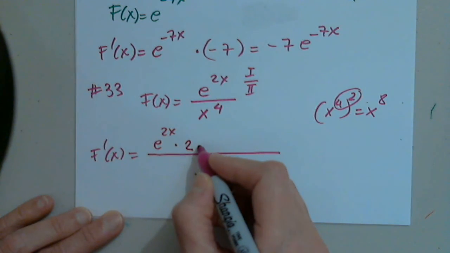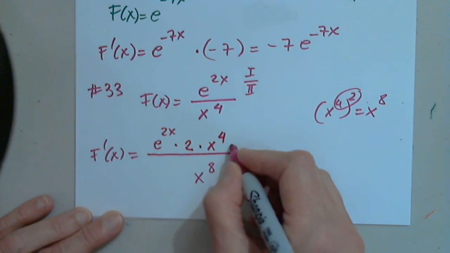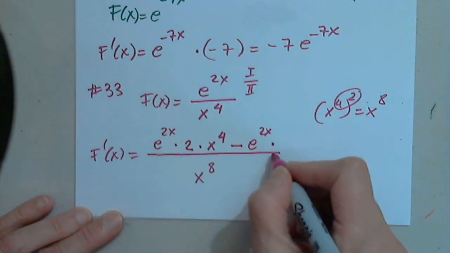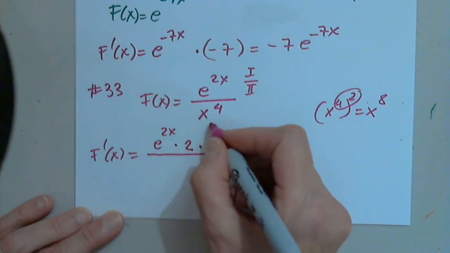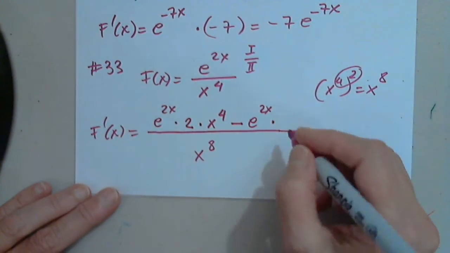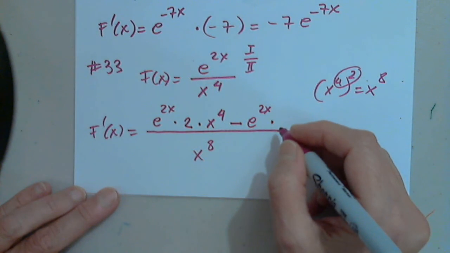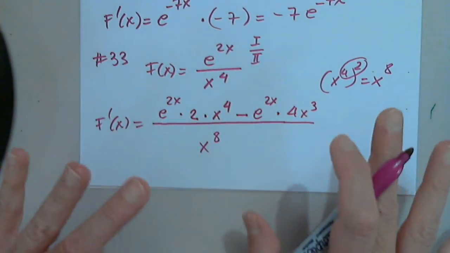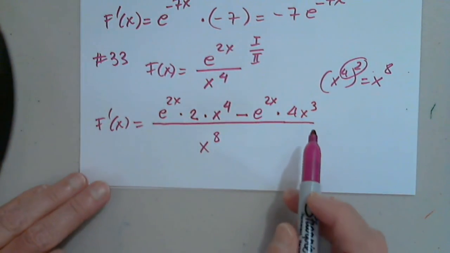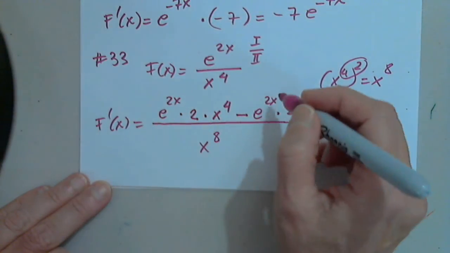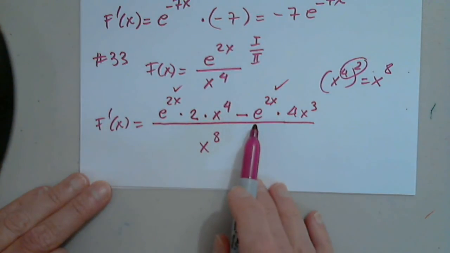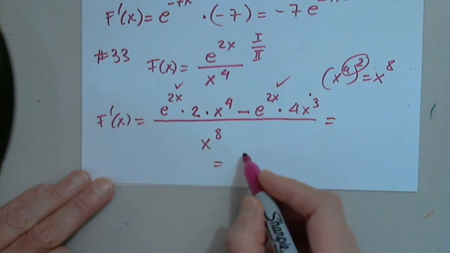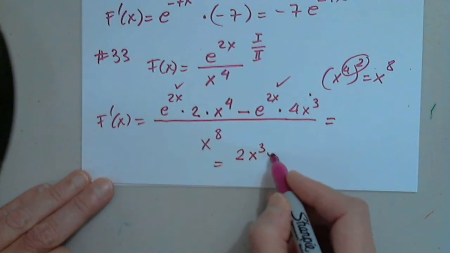2. Excellent. Times the denominator, minus the numerator times the denominator prime. What do I get when I differentiate the denominator? 4x to the third. Careful, do not try to simplify in here. Please remember you have to factor first. So I will factor e to 2x, and I will factor x to the third from both, and also 2. So 2x to the third e to 2x.